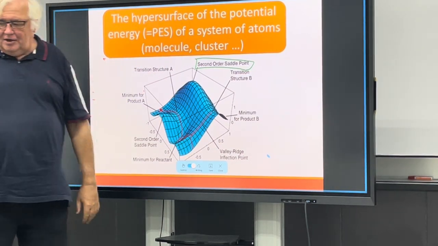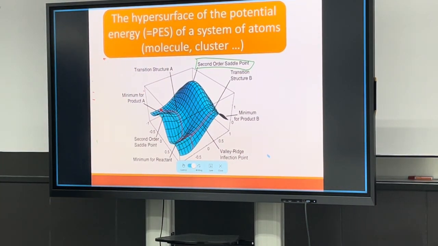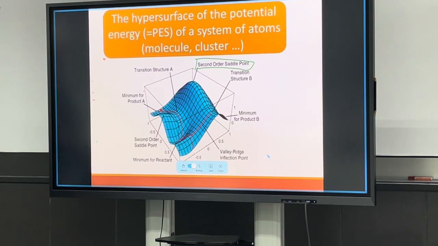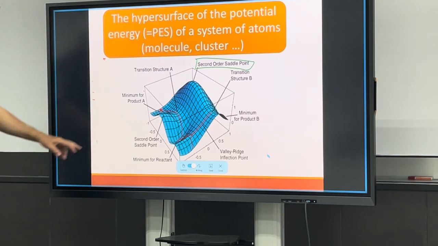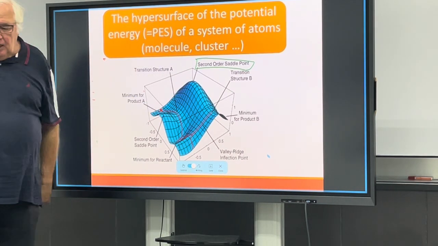And in our two-dimensional example, a second order saddle point is just a maximum because we don't have more dimensions. So it just means that we have every direction going downhill. In a multidimensional potential energy surface, it would be two directions going downhill, not just one like here.